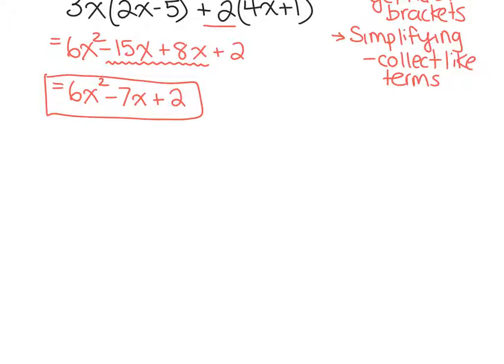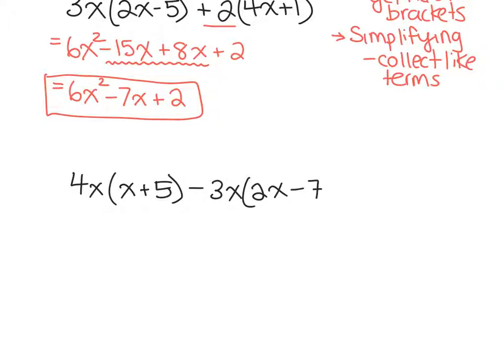It'll help you later. Okay, so let's try this one. So let's say we had 4x times x plus 5 minus 3x times 2x minus 7. Okay, so here's our expression. And we're trying to simplify this, expand it and simplify it.